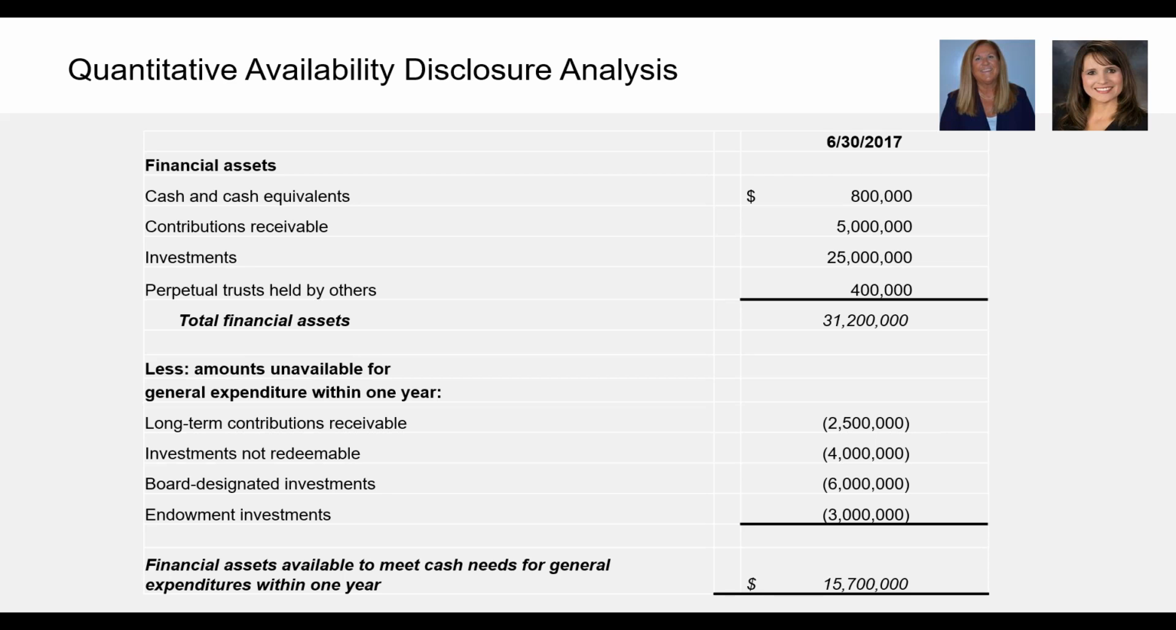This is the one that I think a lot of people will lean towards. This is the one where you start with your financial assets and the gross amount of your financial assets. And this will tie back to your balance sheet. You'll be able to trace that $25 million back to your balance sheet. And then below that, you're going to back out everything and show these are the things that are unavailable to be used for general expenditures within the next 1 year.